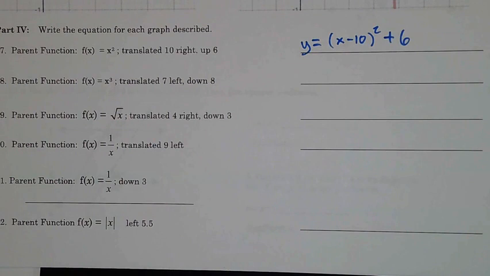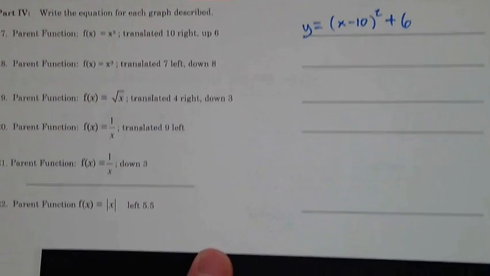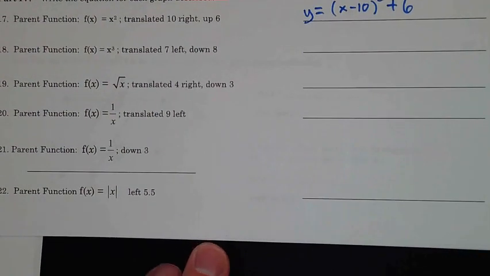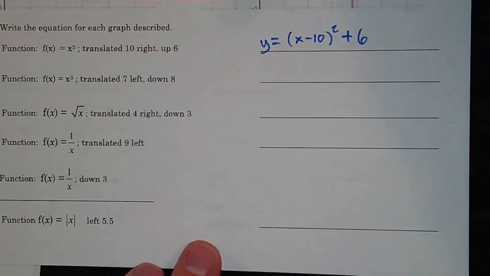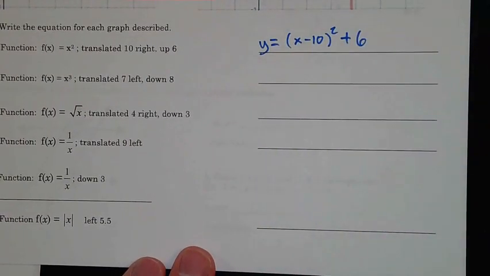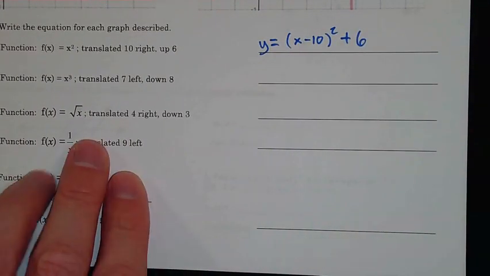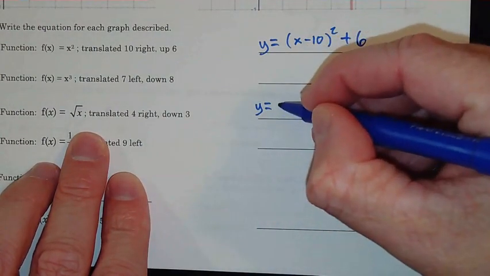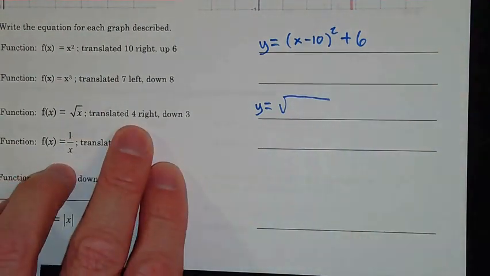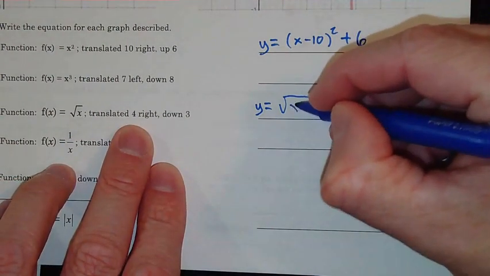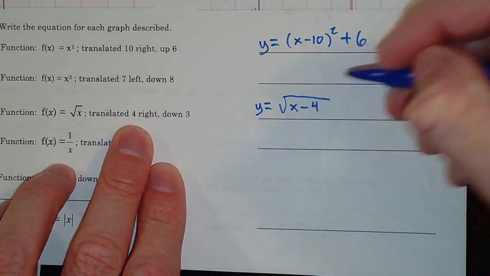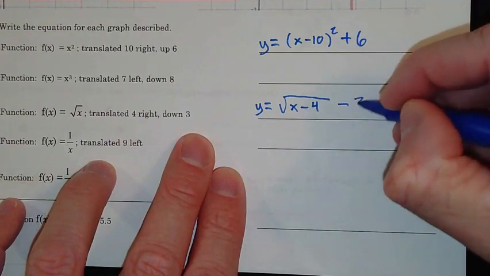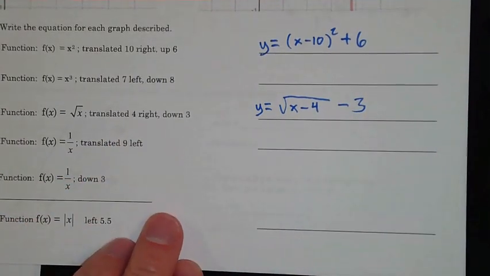I'm looking at the rest of these, trying to see if there's one that I haven't done. I think we've done at least one of each type of function. Maybe I'll just look at 19, the radical. If I want to move it 4 to the right, I'll replace that x with an x minus 4. Down 3 is accomplished with the minus 3.